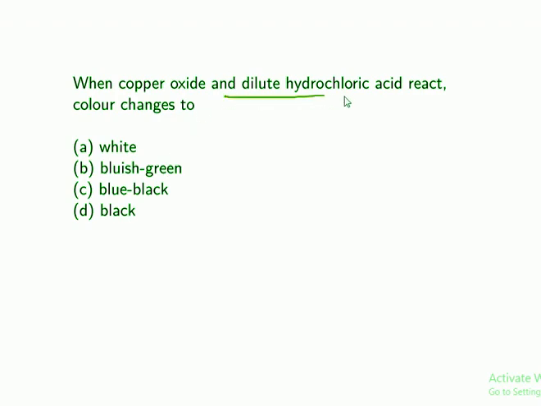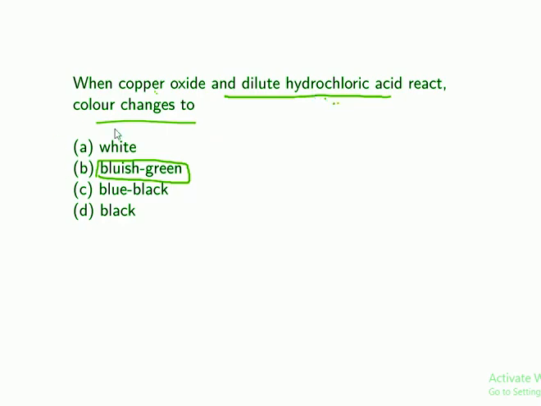When copper oxide and dilute hydrochloric acid react, what color change occurs? When copper oxide and hydrochloric acid mix, we get a bluish green color, because the copper mixes with the HCl.